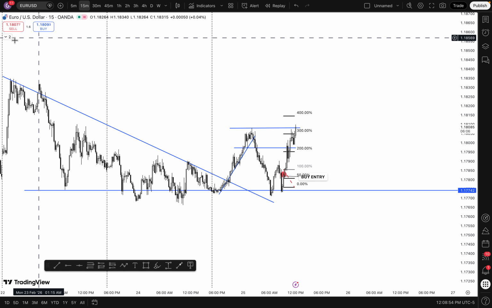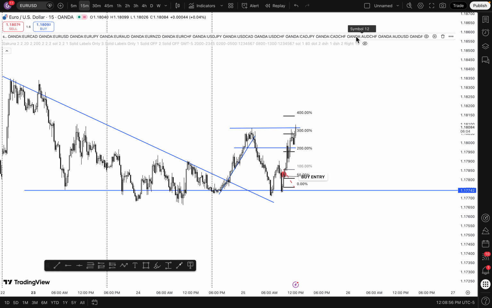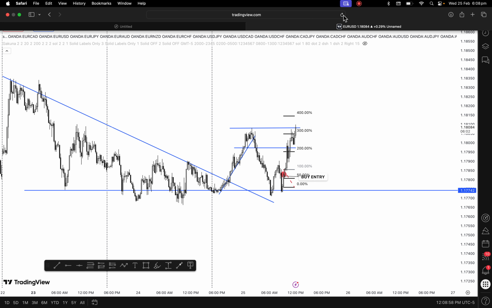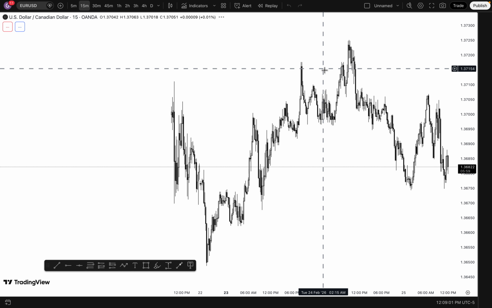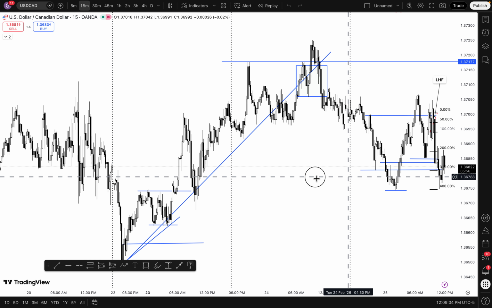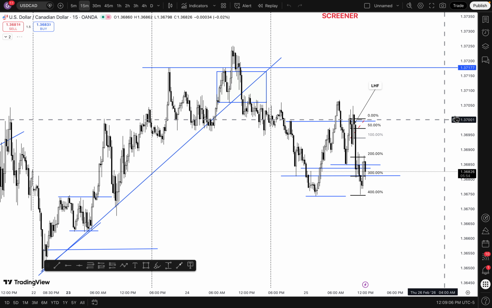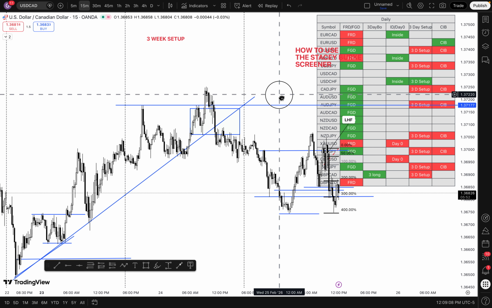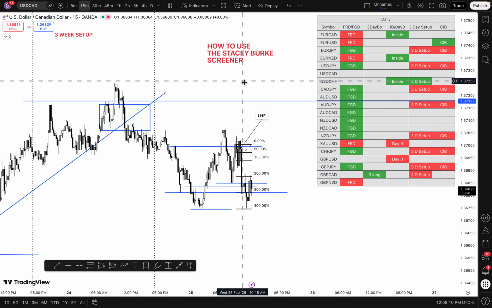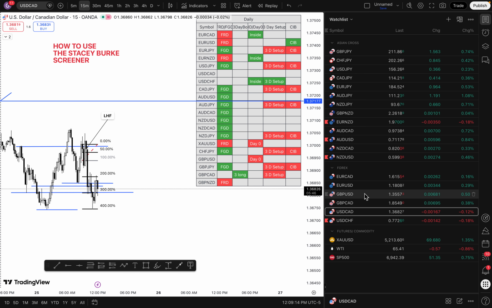Now let's put on our indicator. First we'll refresh because the indicator has stayed too active. The screener has stayed too active today. We need to refresh it and bring it back on live. All right, the screener is there now. Good. Let's start with Euro USD.